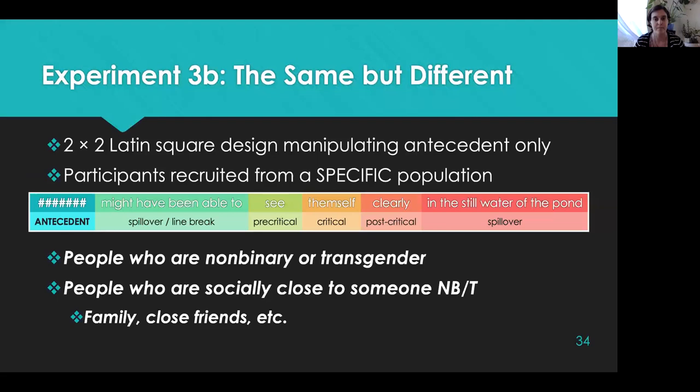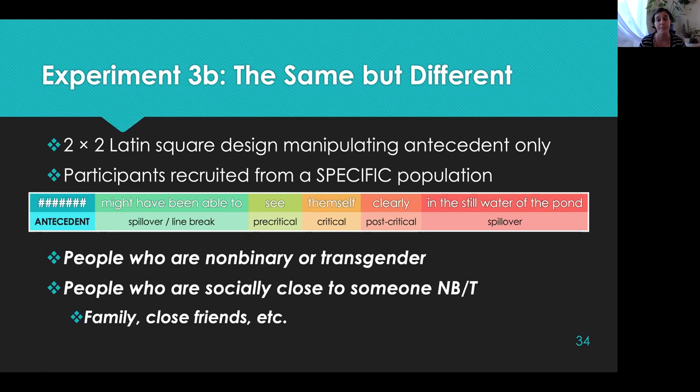Now, I also ran this exact same experiment having recruited from a specific population. I put out a call for participants who were non-binary or transgender, or who were socially close to someone who is non-binary or transgender. For instance, people with family members, close friends, or close coworkers who were themselves non-binary or transgender, in order to get people who would have put conscious thought and effort into learning about pronouns, as pronouns are kind of an inescapable part of being non-binary and transgender. And so I wanted to see whether these people's behavior, and crucially this is real-time pre-conscious behavior, is broadly the same as the general population or whether it differed.